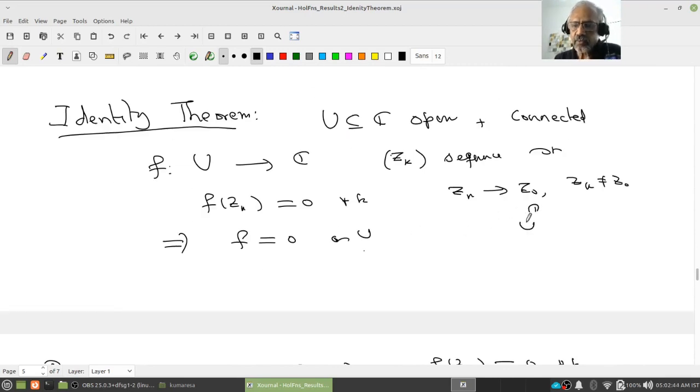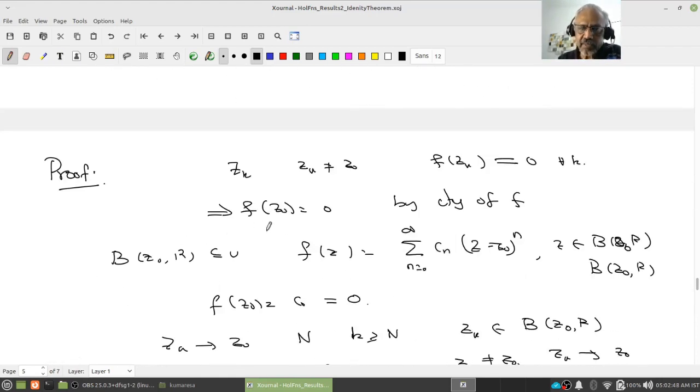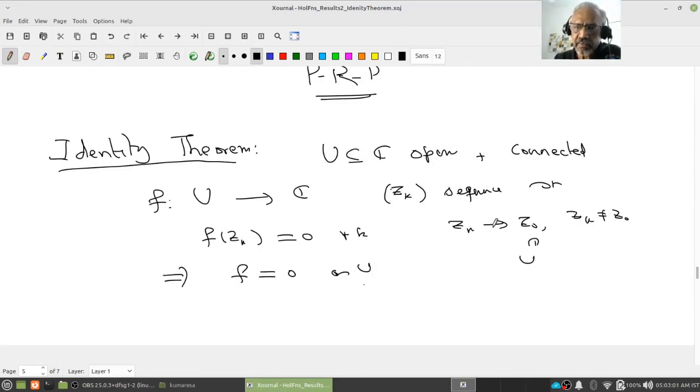This is very crucial. Why did I need z_0 in U? Because we want to write a power series expansion around z_0. If z_0 is in U only, then I can write it. Z_0 belongs to U, therefore there is an r positive such that B(z_0, r) is contained in U. So this is a very crucial statement, such that z_k and z_0 are in U.